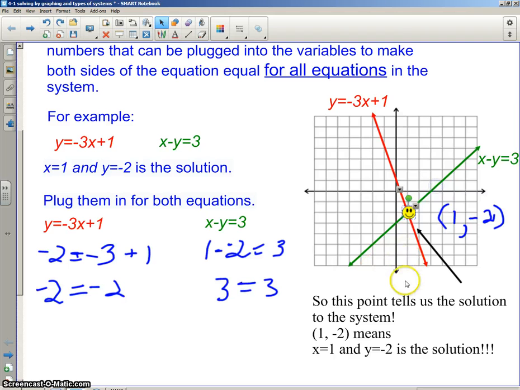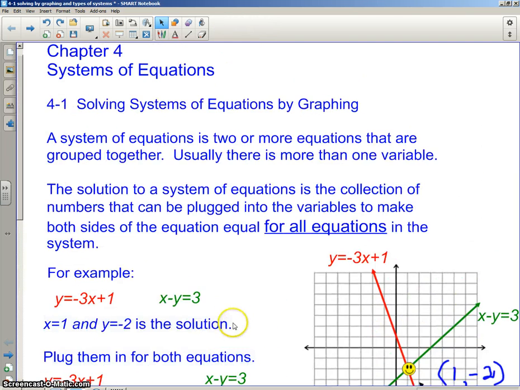You graph the two lines. They're going to cross unless they're parallel. So there you go, that's the answer. You've graphed the two lines, figure out where they cross. That tells you the answer. That ordered pair, that x and y combo, tells you the answer.